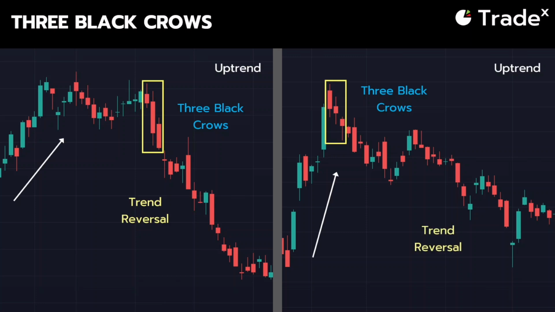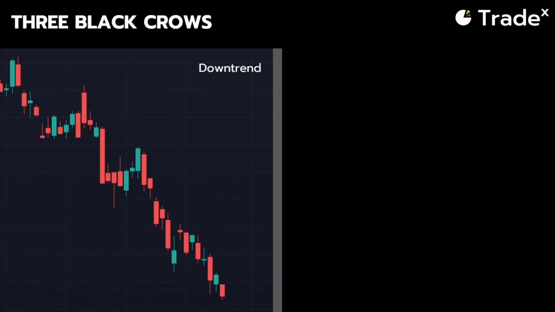The three black crows can also signal the continuation of an existing trend. For instance, in the example to the left, the price experiences a steady decline followed by a minor retracement. This brief pullback is countered by the formation of the three black crows, which confirms that the downward trend is likely to advance.